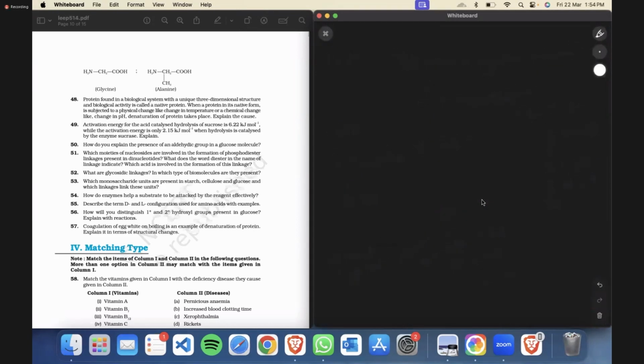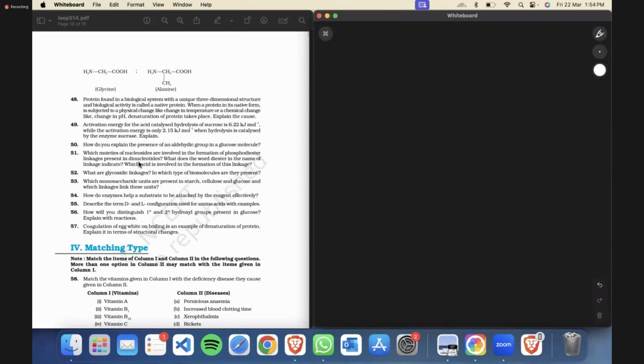Moving on to the next question. Question number 51: Which moieties of nucleosides are involved in the formation of phosphodiester linkages present in dinucleotides? What does the word diester in the name of linkage indicate? Which acid is involved in the formation of this linkage? See, nucleosides are linked to phosphoric acid at the 5 position of the sugar moiety to form a nucleotide.